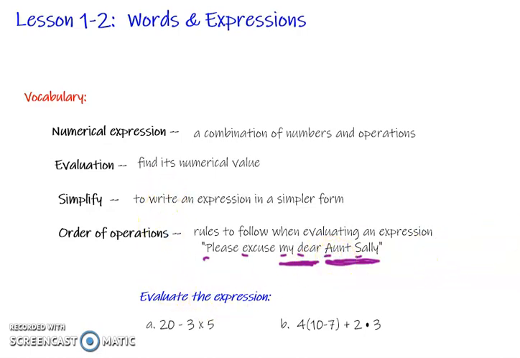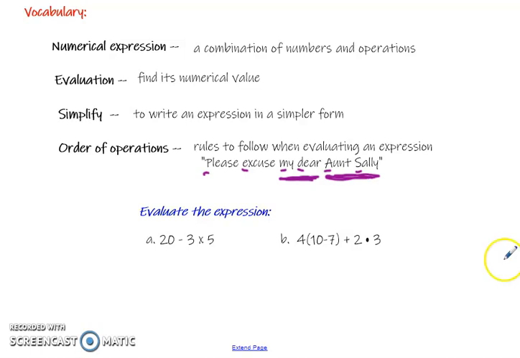So let's go ahead and evaluate these expressions. Again, our book says evaluate the expression, and in the Minnesota Standards on a Minnesota test, they might tell you simplify the expression. So, please excuse my dear Aunt Sally. I have to do multiplication first, so I'm going to do this part first. I'm going to rewrite 20 minus, and that was 3 times 5. That'd be 15.